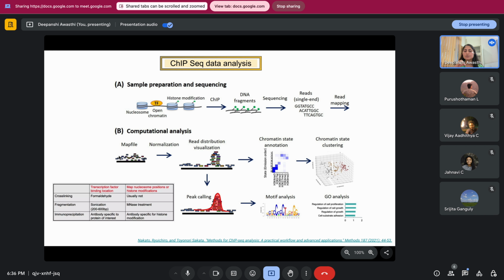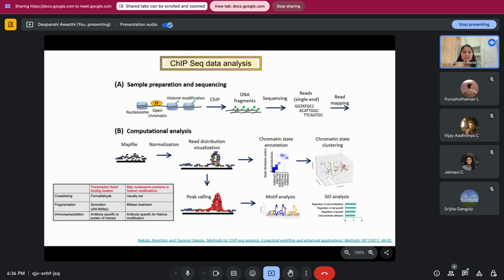Now if we look at the second part, which is the computational analysis, you have mapped those reads to your reference sequence. Then you have to do normalization. In normalization, you should be confident that this read which is mapping to one particular location in the reference belongs to this particular sequence part. So these normalizations have to be done. You need as many reads as possible mapped to that particular region to be confident about your predictions.